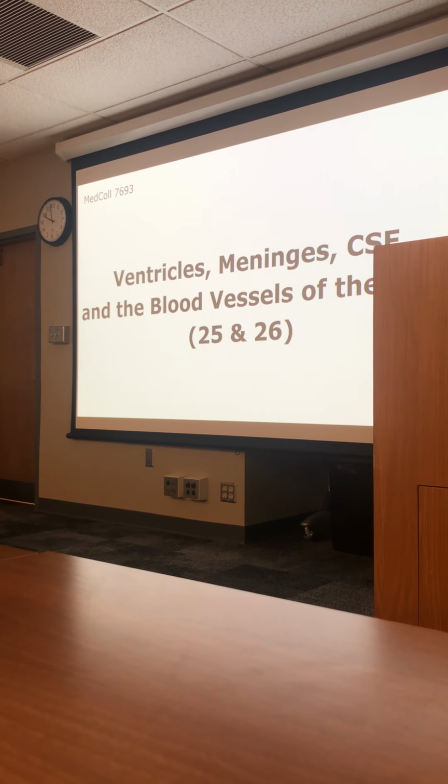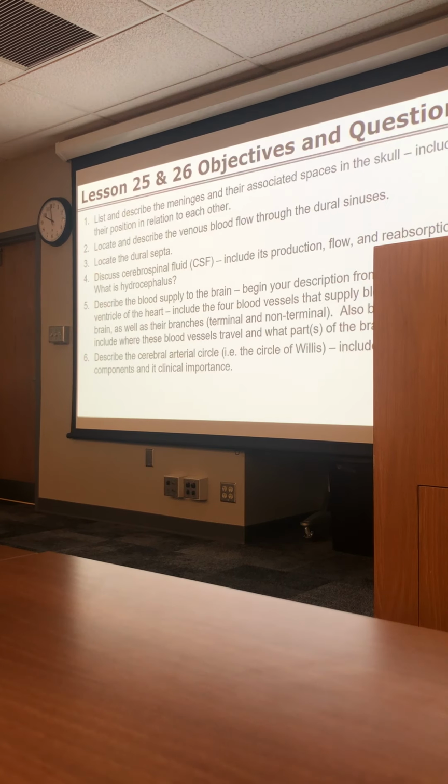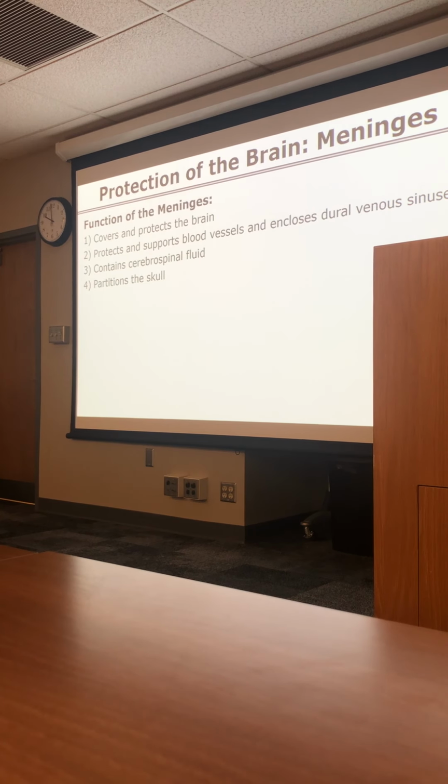So the next lecture takes some information from lesson 25 and 26. We're talking about the ventricles, the meninges, cerebral spinal fluid, and the blood vessels of the brain. These are different objectives and questions to keep in mind. And we're gonna talk about the meninges first.